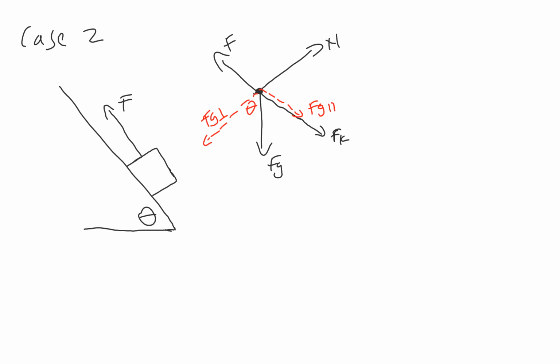Now, as you can see, we know how to define the components of weight. So normal force here is going to be defined by Fg perpendicular. It's the same as in our previous case. This is mg cos of theta. It's the same as the previous one because the applied force is not at an angle.